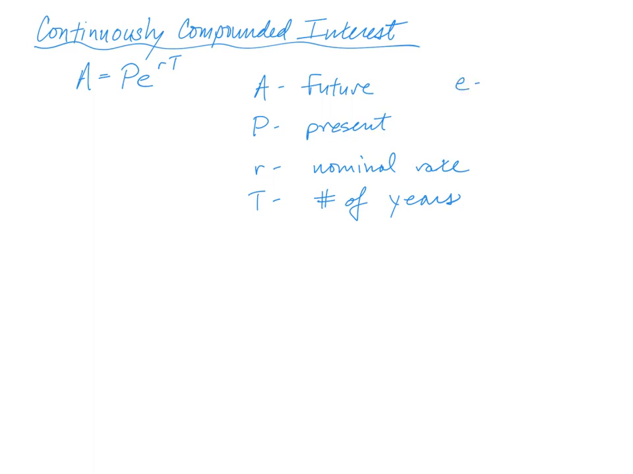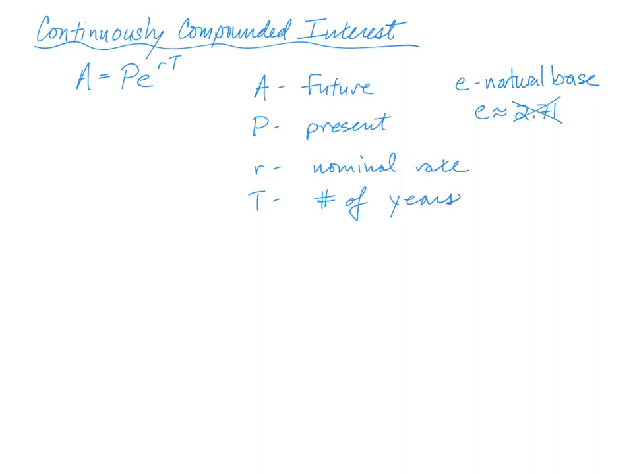E is what we call the natural base, and E is always approximately 2.71. So E is very similar to pi, where pi is 3.14 as a decimal approximation. E is 2.71 as a decimal approximation, but E represents a number. That being said, you will never, ever, ever use 2.71 in any calculation.